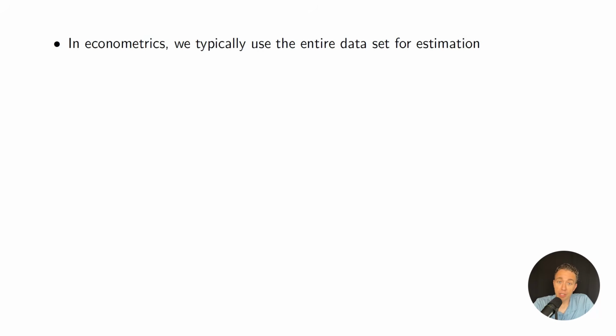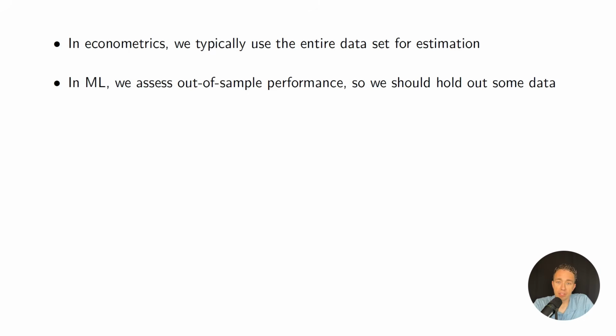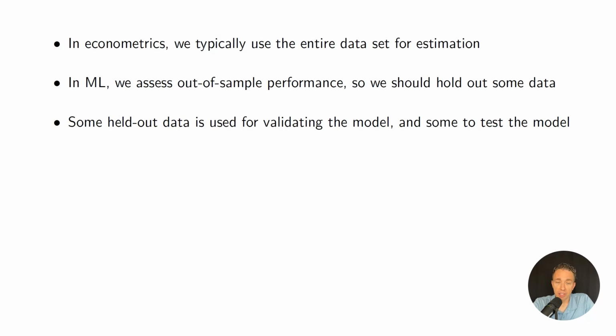Another subtle difference between econometrics and machine learning is how much of the data set is being used for estimation. In econometrics, we typically use the entire data set for estimation. But in machine learning, because model validation is taken so seriously and it is done in an automated fashion, the best practice is to hold out some of the data to use to validate the model. And so you're only going to train the model on a subset of the data. And then depending on the application, you might also want to hold out some data for testing purposes to evaluate how well your validated model would work in a new context.